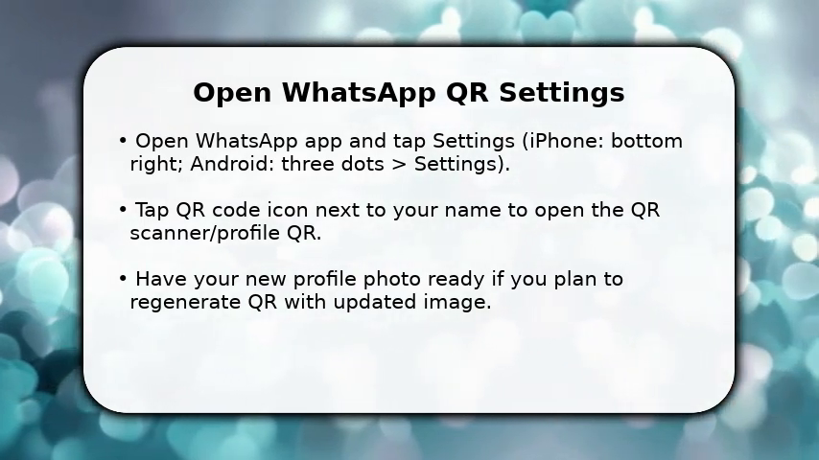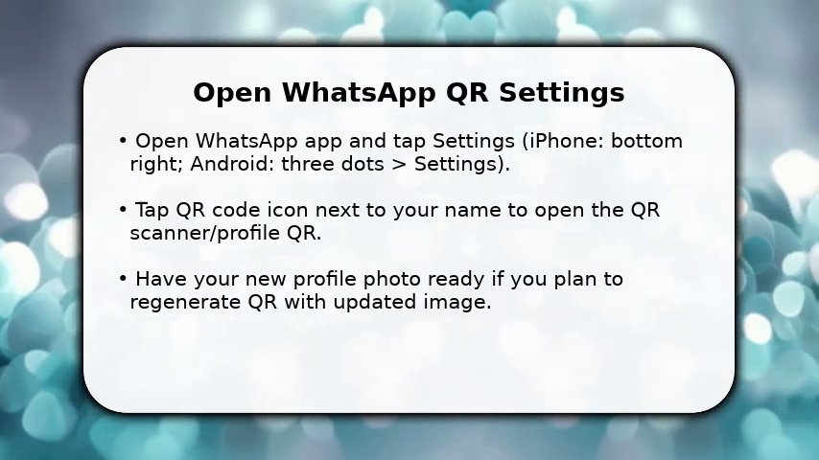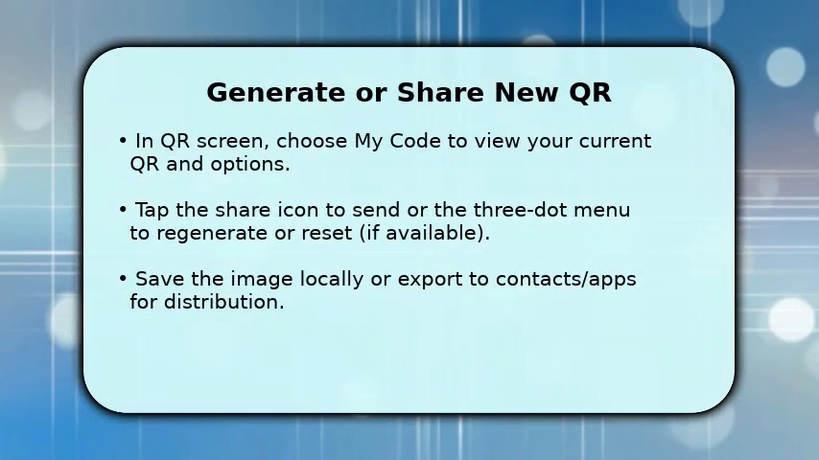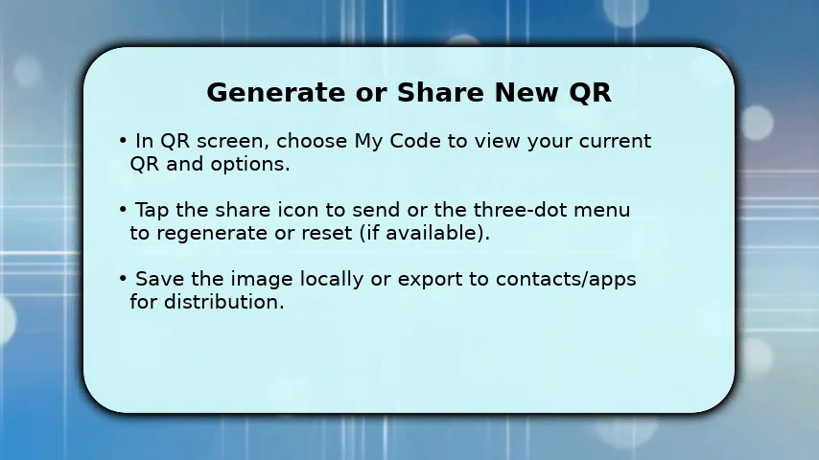Make sure you're logged into the account whose code you want to change, and that you have a stable internet connection, so WhatsApp can apply updates immediately. Now, view my code to see your current QR and the available options. This is where you generate or export.